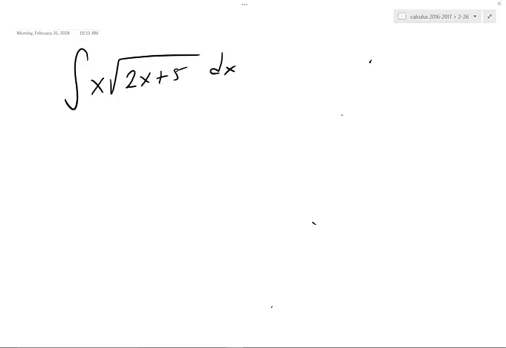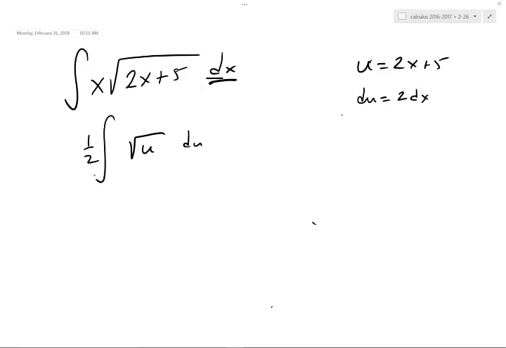Oftentimes, people look at this one and go, oh my gosh, there's a function in a function. And they're like, I'm going to do u equals 2x plus 5. And then they're going to do du is equal to 2 dx. And then they're going to cry, because they're like, Mr. Groom, I can see this square root of u, obviously. I can see this is a half of a du. You see it? But what about x?